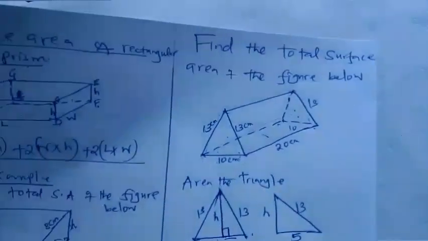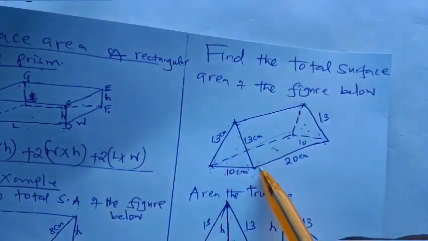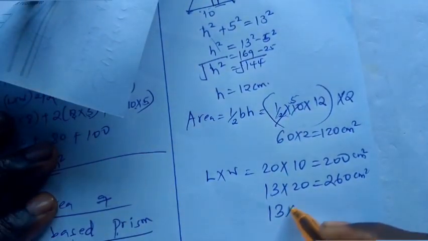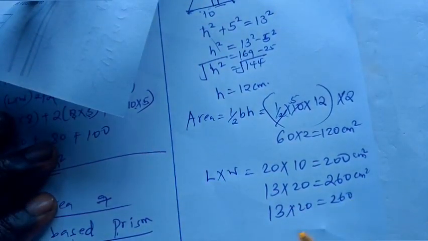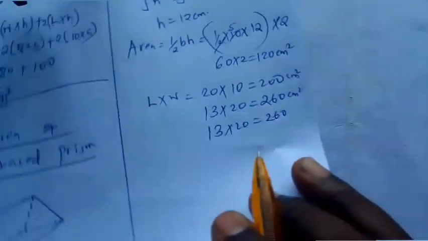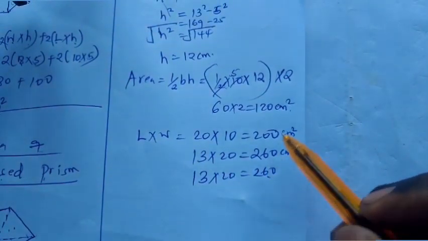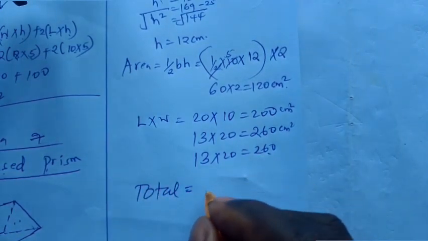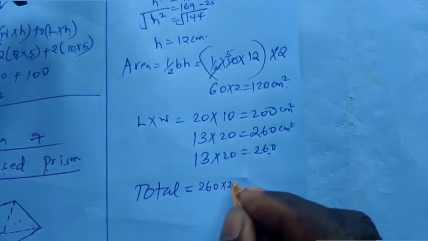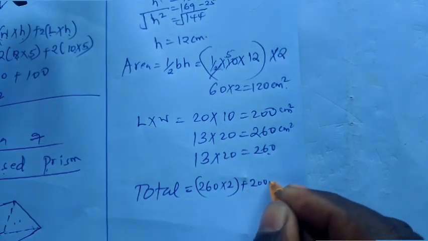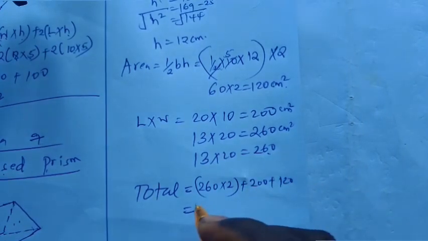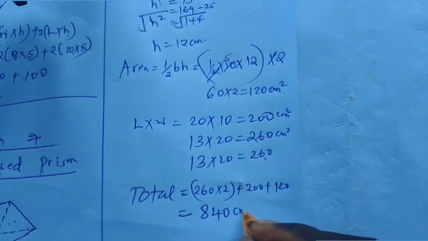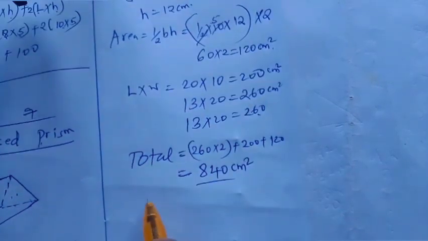The last one is this. That is 13 also. 13 times 20, and that is 260. Now to get the total surface area, you add this, and this. So the total will be equal to 260 times 2 plus 200 plus 120. And that gives us 840 centimeters square.